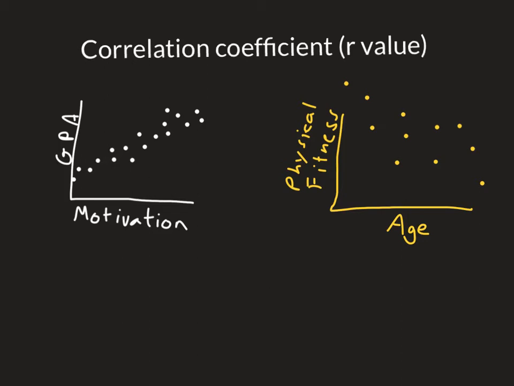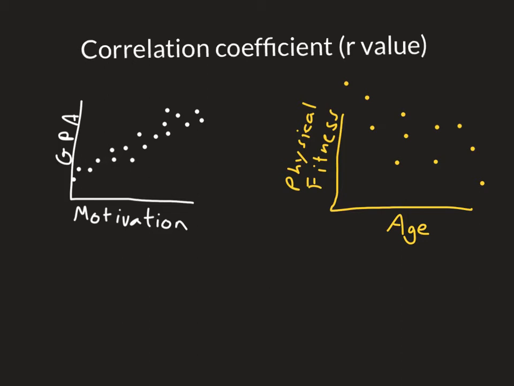There's obviously going to be some things that don't fit exactly in the data. Sometimes someone might be a little bit less motivated, but maybe more naturally talented in certain areas and have a higher GPA that doesn't exactly fit. But more or less, it should be a pretty nice correlation.